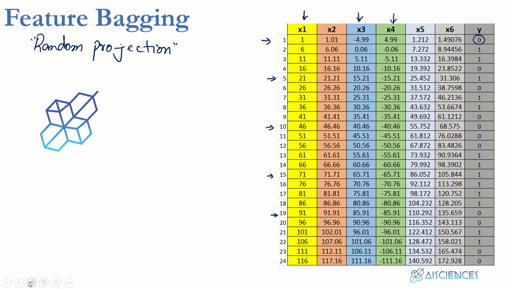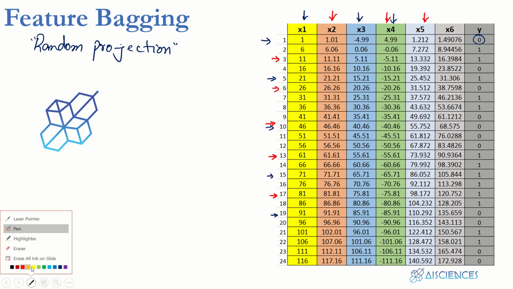And the second bag may be another bag. For example, the bag here I am highlighting with the red color. Maybe the 10 is picked again, 13 and 17. This bag may use a different subset of features, maybe x2, maybe x4 again, and x5. And yet another subset of data may use a different subset of features.